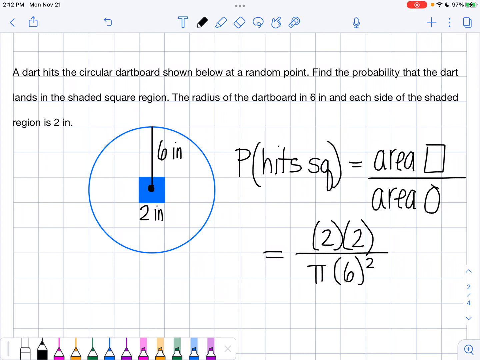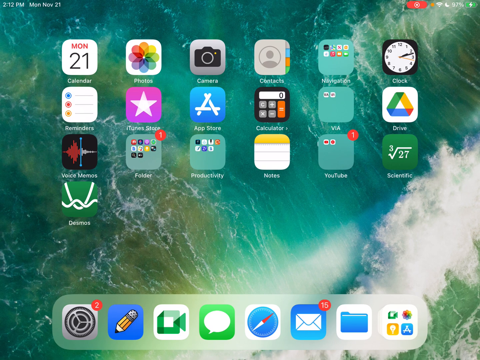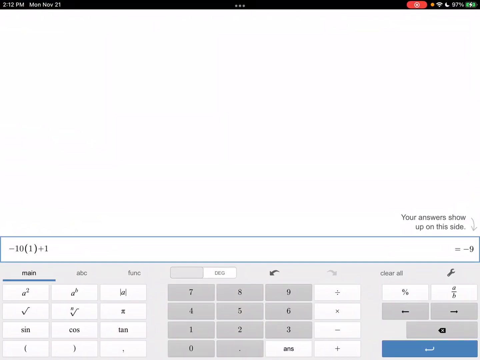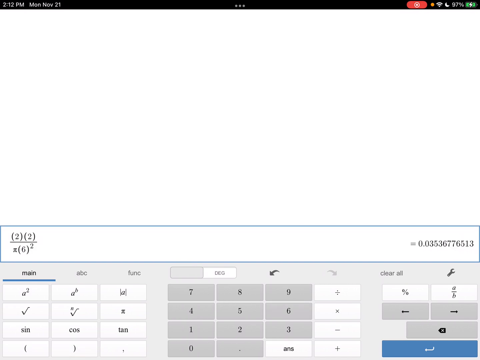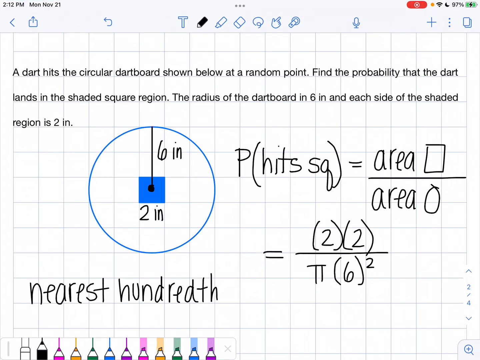And you probably have to do some rounding in here because you're using pi. We're going to round to the nearest hundredth, which is 2 decimal places. Okay, so I'm going to literally type this in my calculator. So I'm going to go open up my Desmos calculator. And I'm going to literally type in 2 parentheses 2 divided by pi times 6 squared. And I get this number, 0.0353. So I come back and write this down.